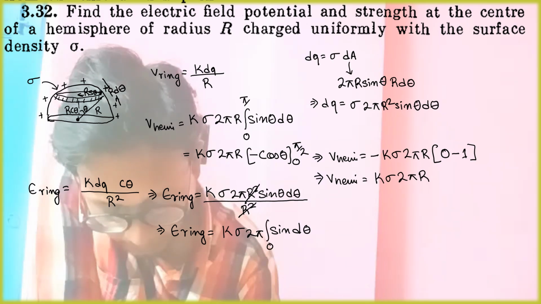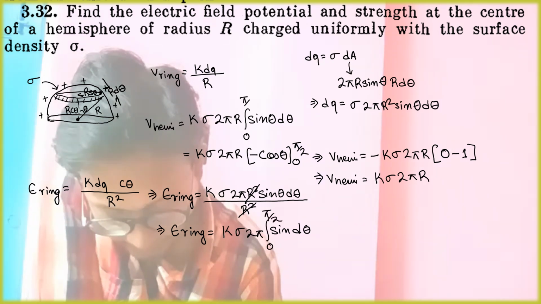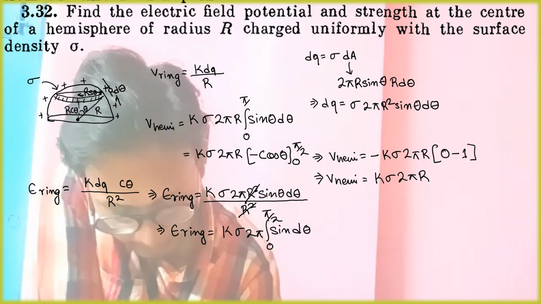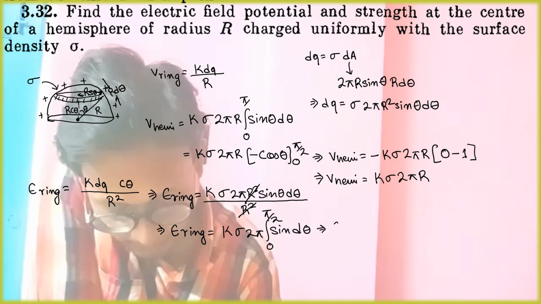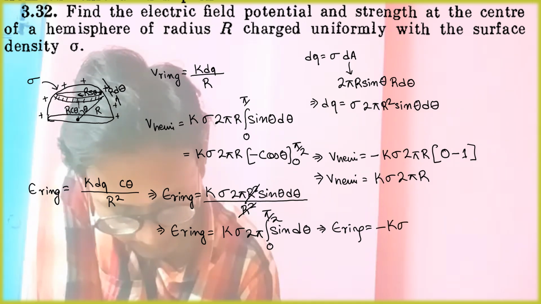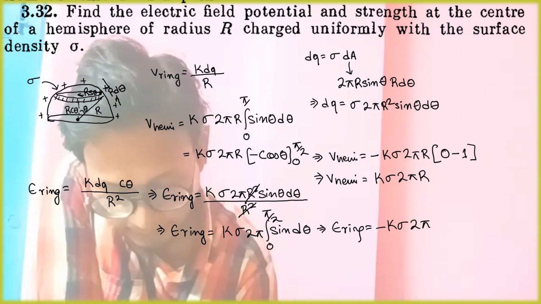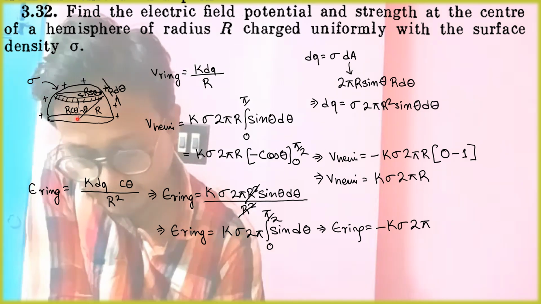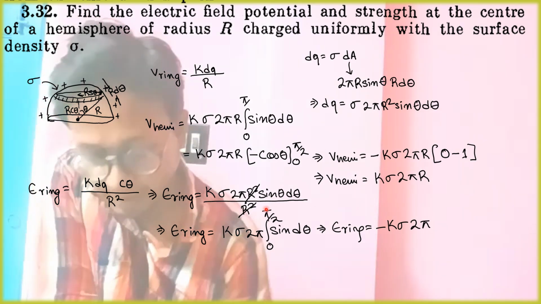Similarly, I have to integrate from 0 to pi by 2. And if I integrate sine theta from 0 to pi by 2, what do I get? Minus 1. So out here, electric field due to ring is equals to minus k sigma into 2 pi. This minus out here signifies the direction of electric field. That means the direction of electric field would be downward.